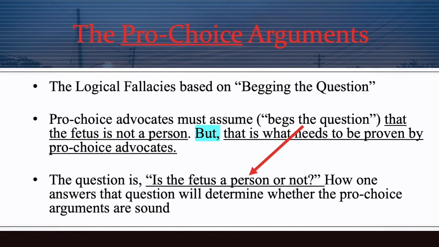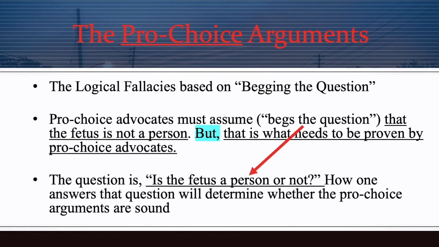begging the question. Begging the question means that the advocate for something, the pro-choice advocate in this case, they must prove something. It begs the question. They must prove it for it to be true. And the issue is that they cannot prove it. Pro-choice advocates must assume, which begs the question, that the fetus is not a person. But that is what needs to be proven for the pro-choice advocate. Okay, it begs the question.